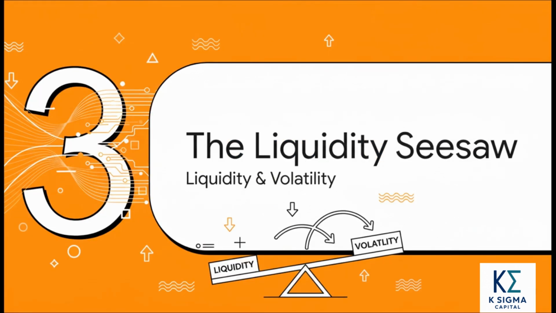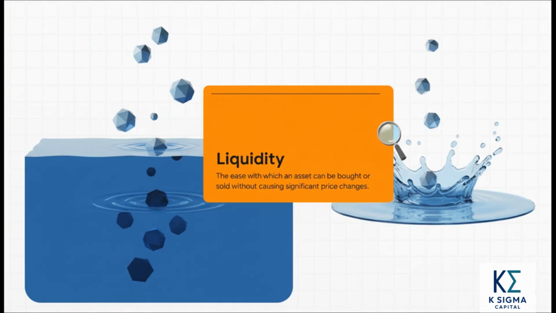Okay, so this back and forth between passive and aggressive orders creates something we call market liquidity. And just like the seesaw on this slide suggests, liquidity has this direct but inverse relationship with another really important concept, volatility.